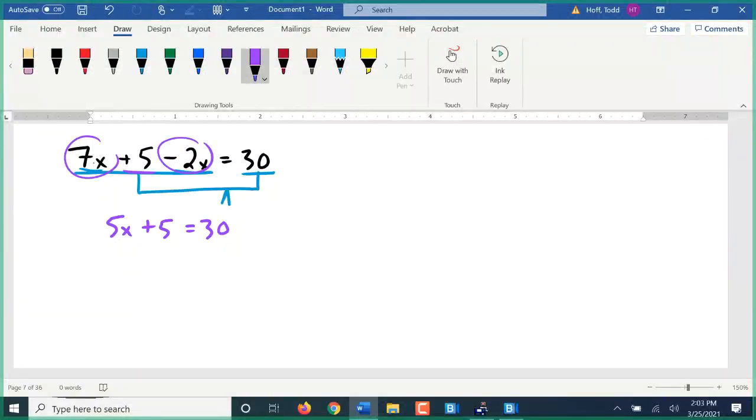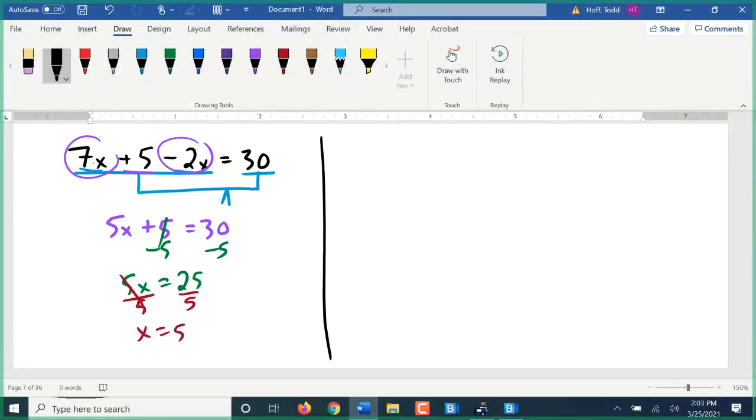Now we can start to take this apart to solve it. So we would subtract the 5. 5x equals 25. And divide by the 5. x equals 5.